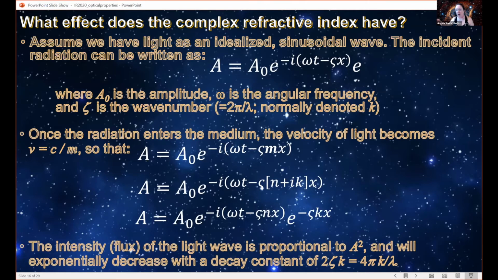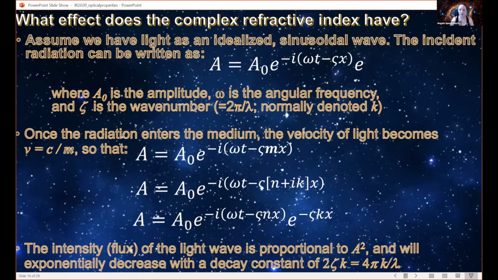It's how the light is actually being absorbed. So that's why it's called the absorption coefficient, but it's part of the refractive index. Okay, and so we know now that this decay is going to be 4 pi K over lambda, and so we can use that to extract it.